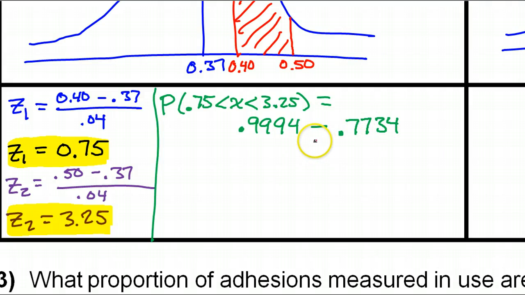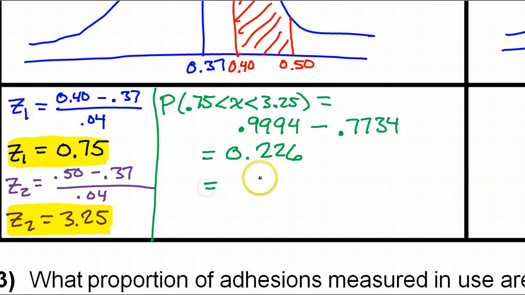0.7734. Okay. So let's see what that gives us. I'm just going to punch that into the calculator. It gave me 0.226.